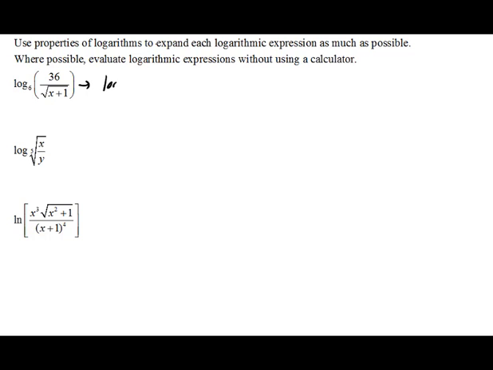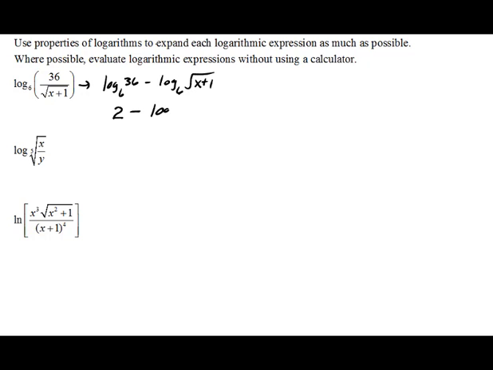This would be log base 6 of 36 minus log base 6 of the square root of x plus 1. Now, one of these logarithms I can evaluate. The log base 6 of 36 is asking for the power of 6 that gives 36, and that's just 2. So the answer to this is 2, because 6 squared is 36. Now, minus log base 6 of the square root of x plus 1.